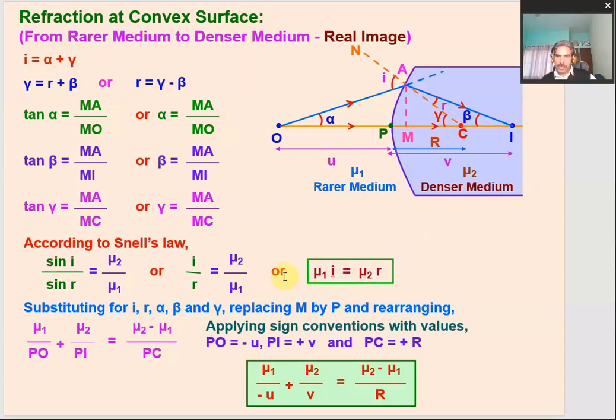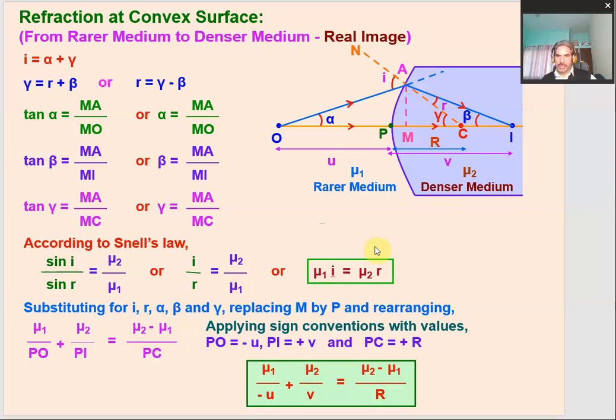Now after rearranging these and making some simplification, we will get this equation. Here we are replacing M in the denominator with P. Why are we replacing it with P? Because for the small aperture, this M will lie very close to P. So if we are measuring the distance from M, it will be very nearly equal to the distance measured from P, the pole of the mirror. Now we can make use of sign conventions here, because we have sign conventions for the distances measured from the pole of this spherical refracting surface.